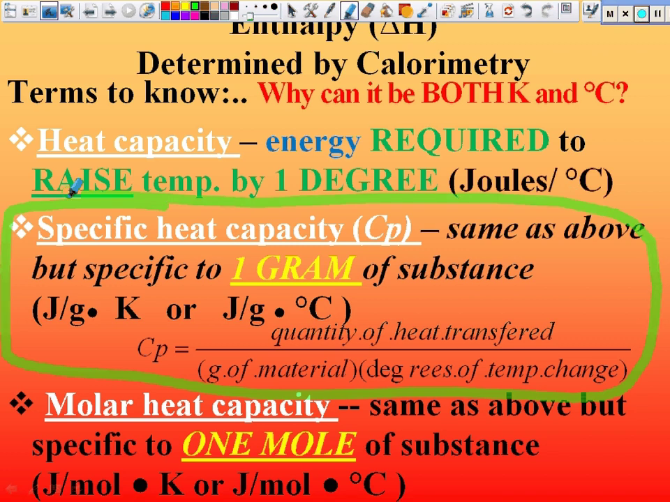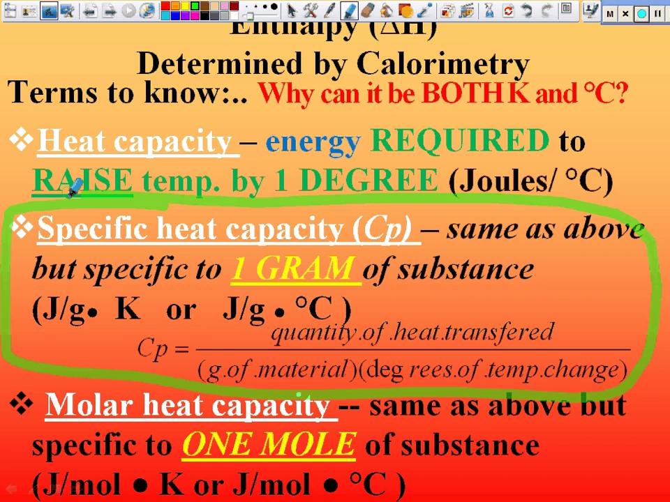Because, again, when you calculate Q, what was that formula again? M CP delta T. What does the M stand for? Mass. So notice what this says. Specific heat is the same as the above, but specific to what? 1 gram of substance. So the specific heat capacity is the amount of energy required to raise the temperature by 1 degree. It's the amount of energy to take any substance and raise it 1 degree.